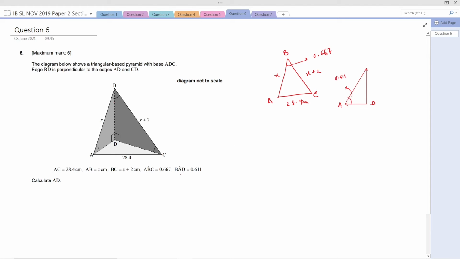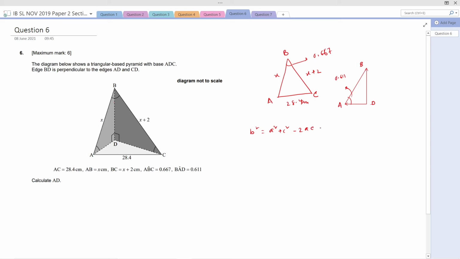Now we need to use the cosine rule here. So what is the cosine rule? The maths is very simple. B square equals A square plus C square minus 2AC into cos B.